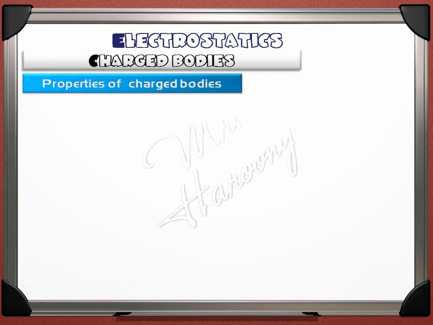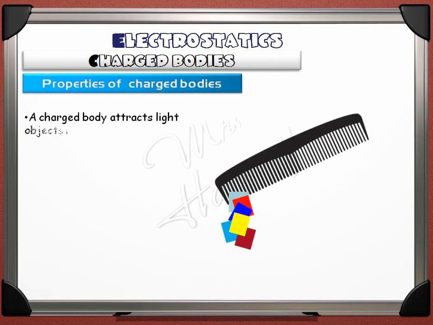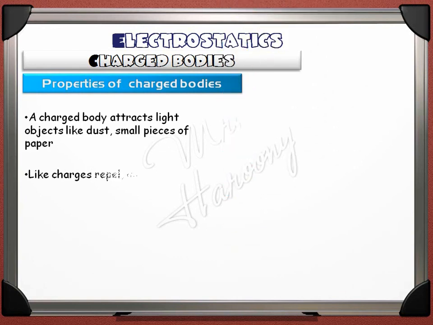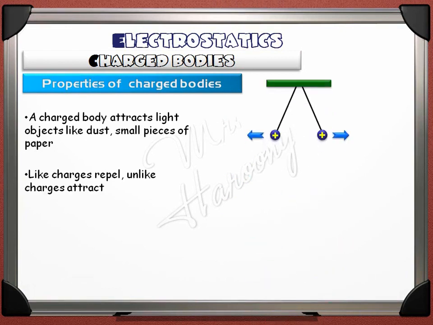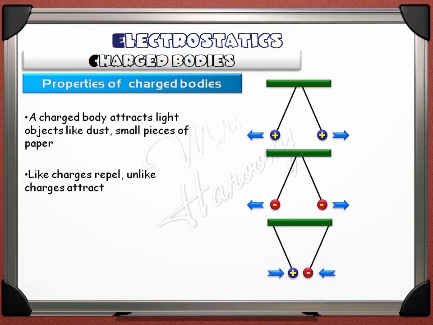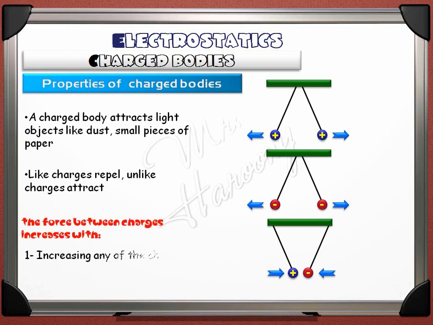Properties of charged bodies. A charged body attracts light objects like dust and small pieces of paper. Like charges repel, and unlike charges attract. So if 2 positive charges become close, they will repel. The same thing will happen if the 2 charges were negative. But if a positive charge becomes close to a negative charge, they will attract each other. This is what we call electrostatic attraction forces. The force between charges increases with increasing any of the charges and decreasing the distance between the charges.